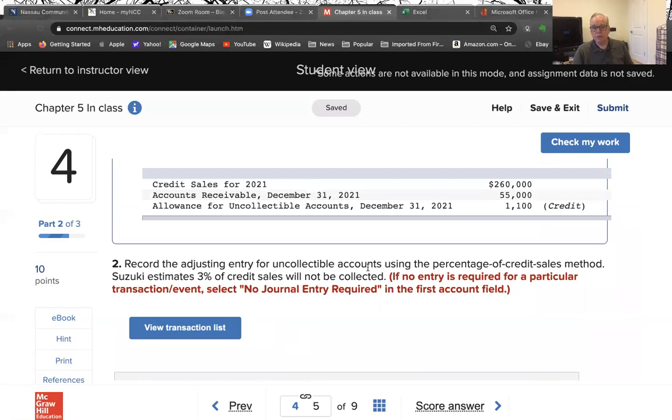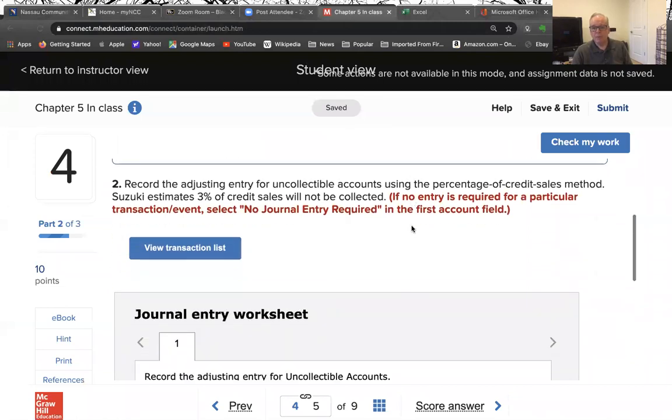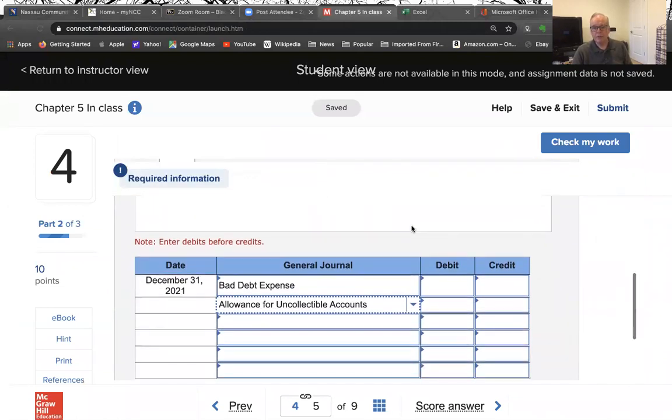Record the adjusting entry for uncollectible accounts using the percentage of credit sales method. Percentage of credit sales. Suzuki estimates 3% of credit sales will not be collected. Now, under the percentage of receivables method, I need to go to my accounts and work this out. But under the percentage of sales method, it's much simpler. All I have to do is multiply 260 times 3%.